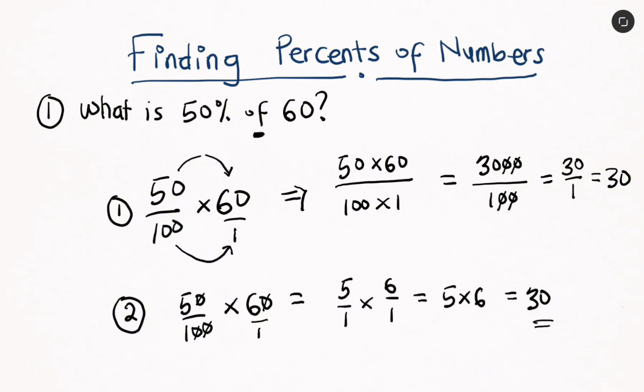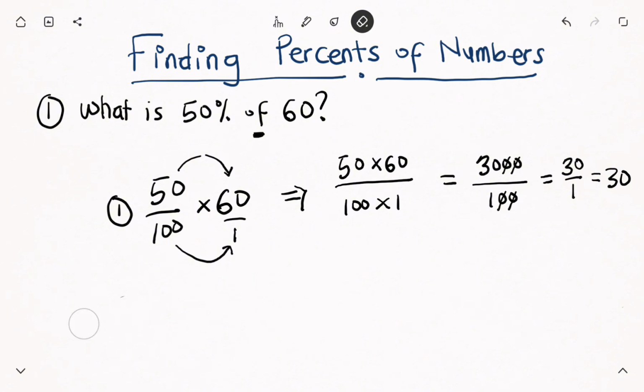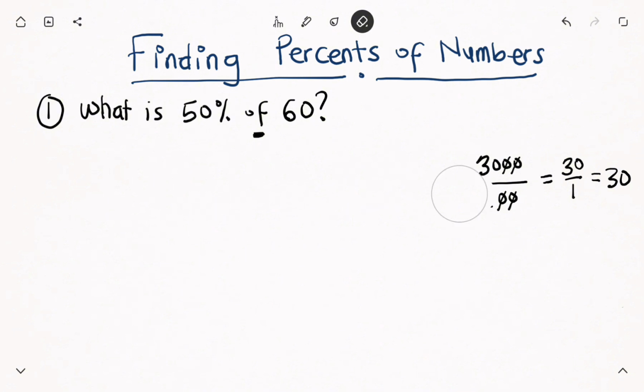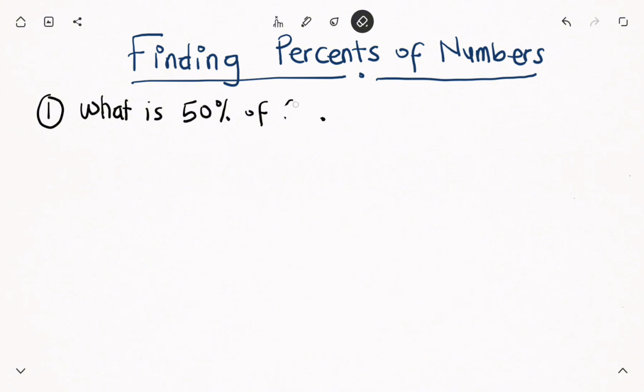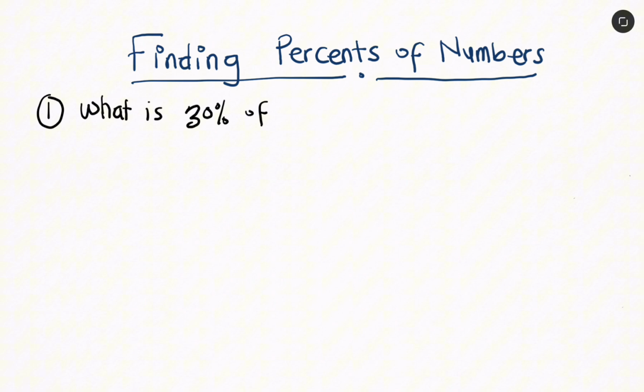All right, so let's have a look at more examples. The second example we have is, what is 30% of 50?